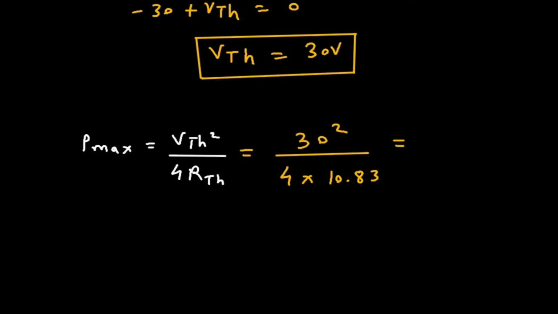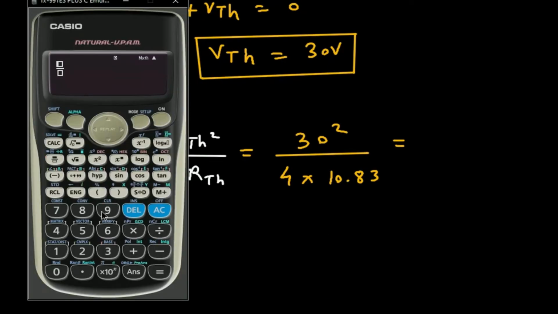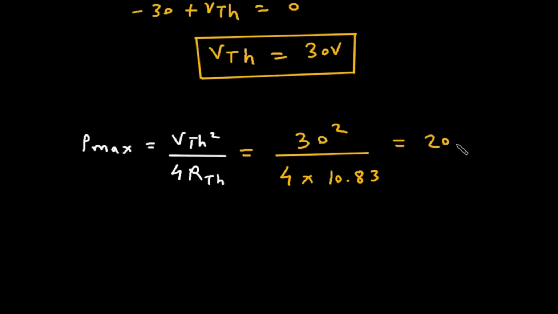10.83. So this will be 30 square divided by 4 into 10.83. So it is 20.77 watt. Therefore, Pmax is equal to 20.77 watt.